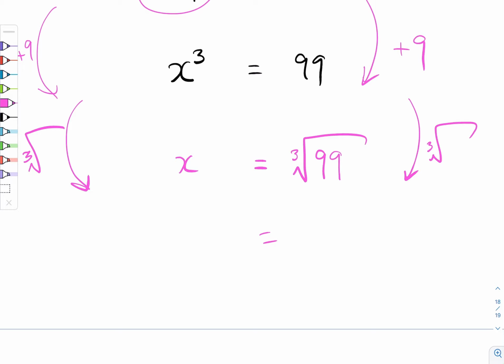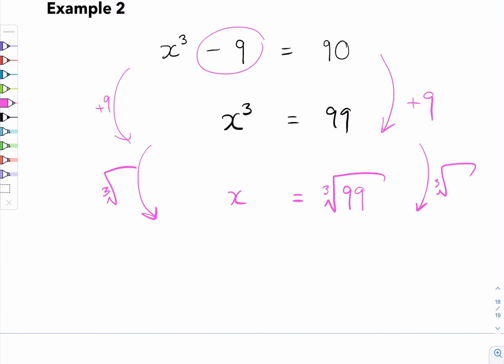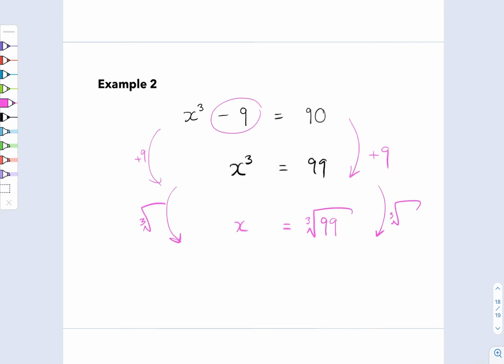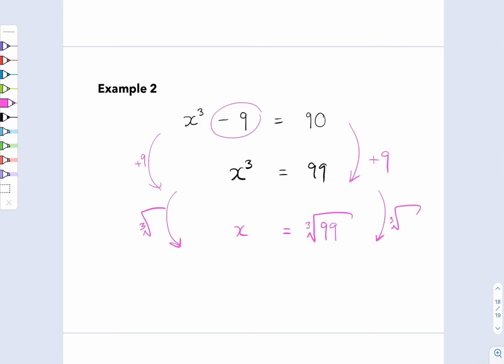I would use a calculator to get the final answer, but I don't have one right now, and I think the video is long enough as it is. So you would just punch that into a calculator, cubed root of 99, and get a number and write it in. And we're finished. I think that's it. Yeah, that's the end of my video.